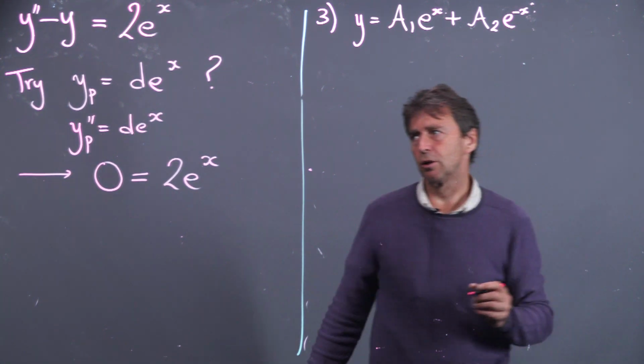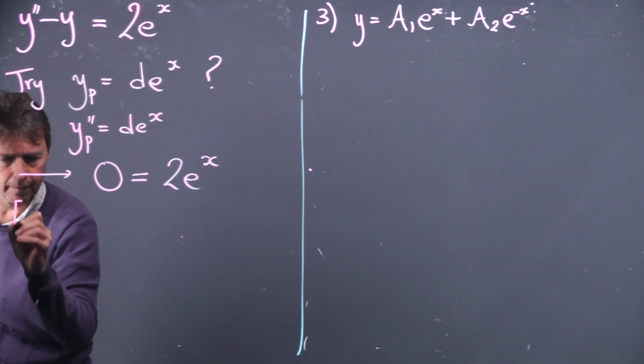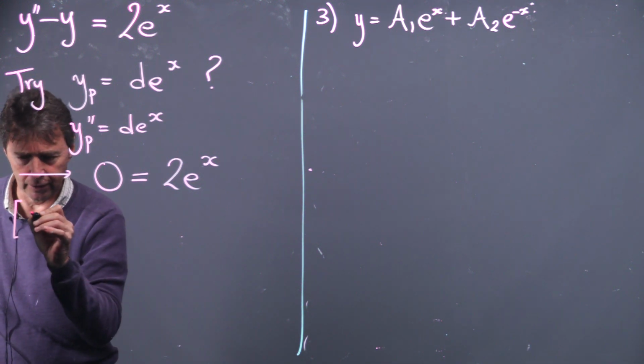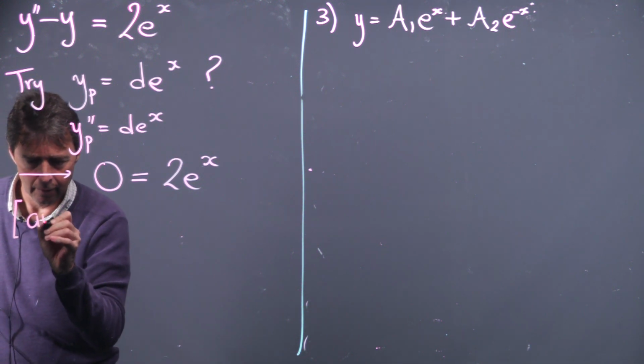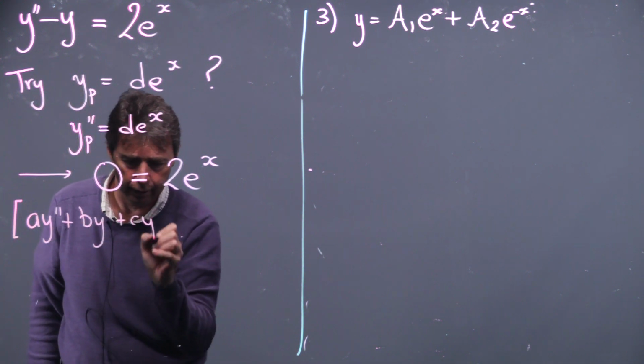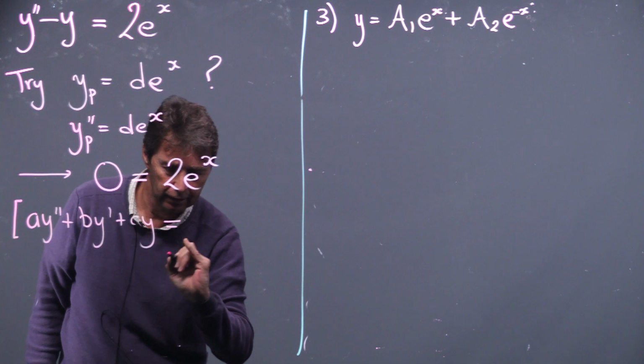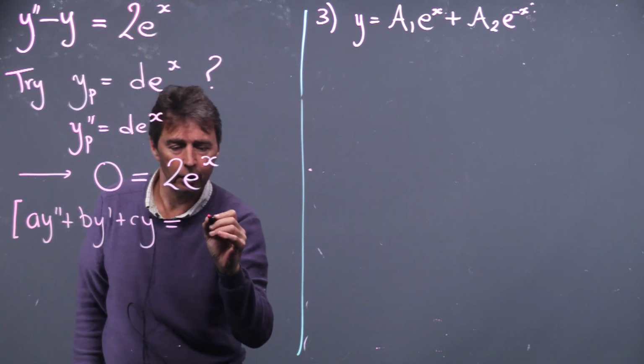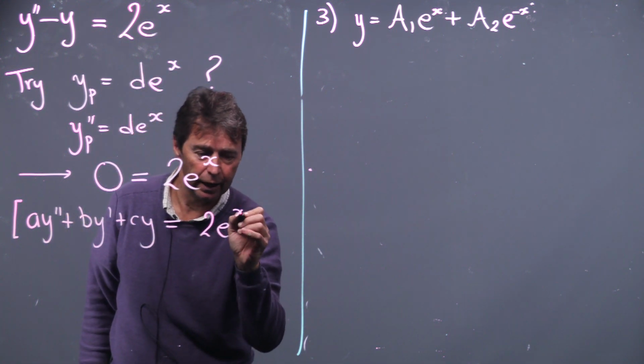Let's just stop and think slightly more generally. The general equation is the following: a y double prime plus b y prime plus c y is equal to f of x. And here we've got a 2e to the x.